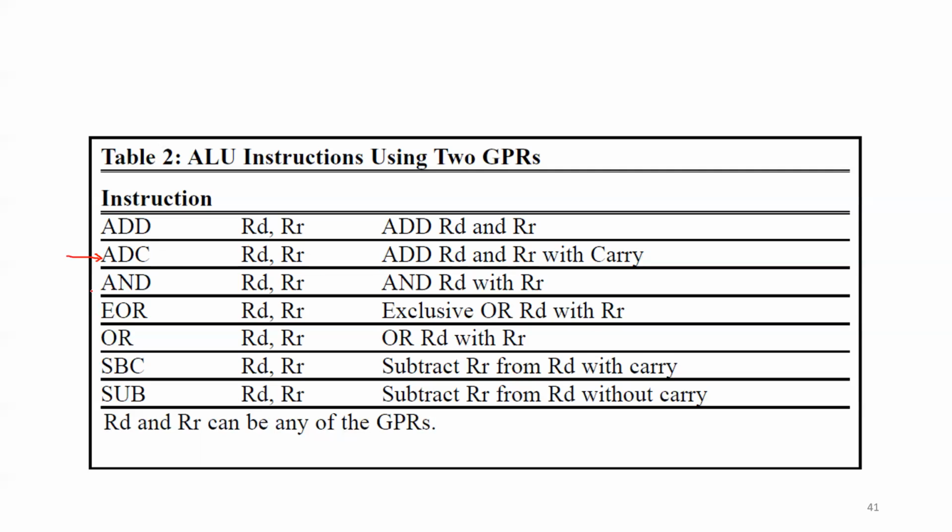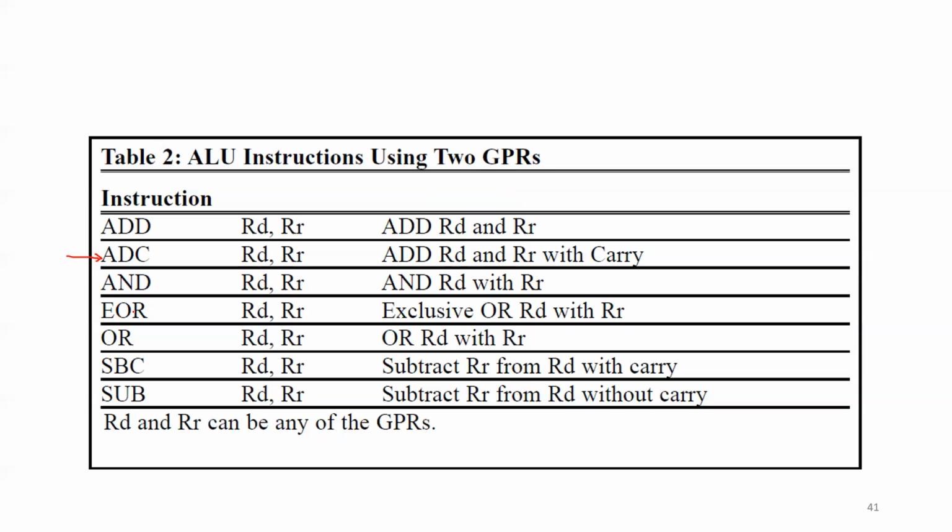You can use it also with the general purpose registers. You can use AND, which is logic. So AND RD, RR means AND RD with RR, and the result of the AND operation would finally be stored in the destination, which is RD. Okay.